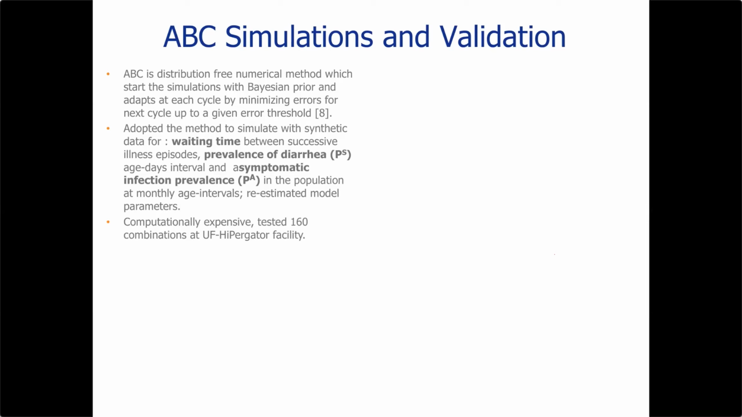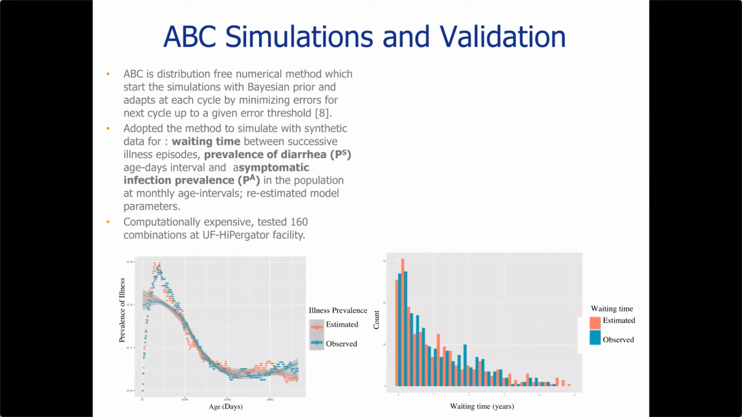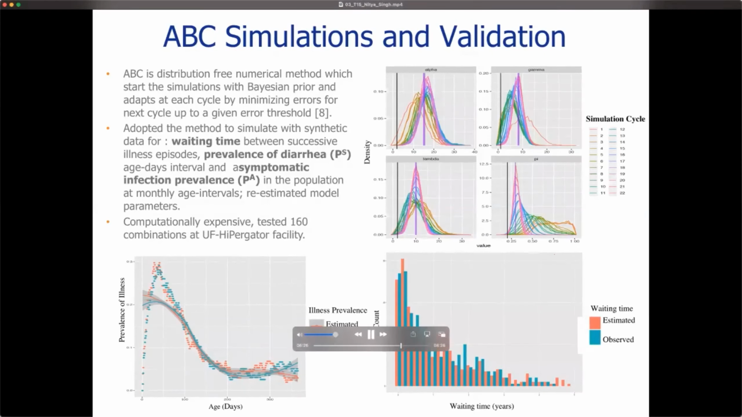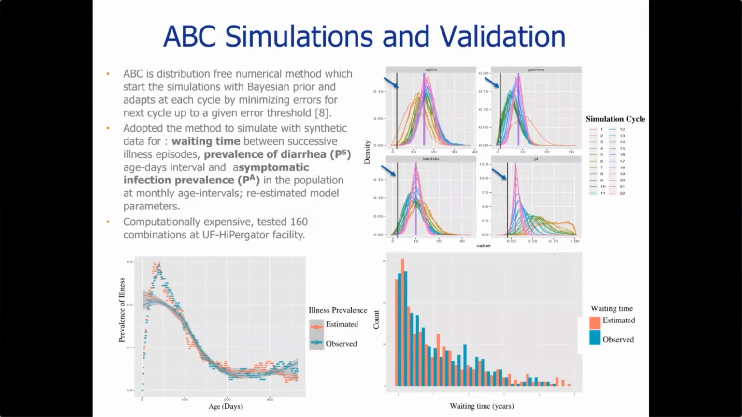And we tested almost 160 combinations using synthetic data which we generated like the MAL-ED data, for the three: waiting time, prevalence of diarrhea, and asymptomatic infections. And we got quite reliable results, and from these estimates, we back-estimated the parameters. And you can see that these are the priors, these black lines, and with each cycle it converged to a sharp peak. So the 95% confidence intervals were quite reliable.